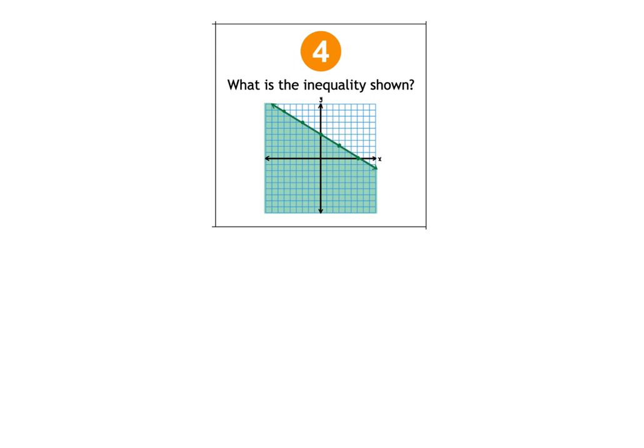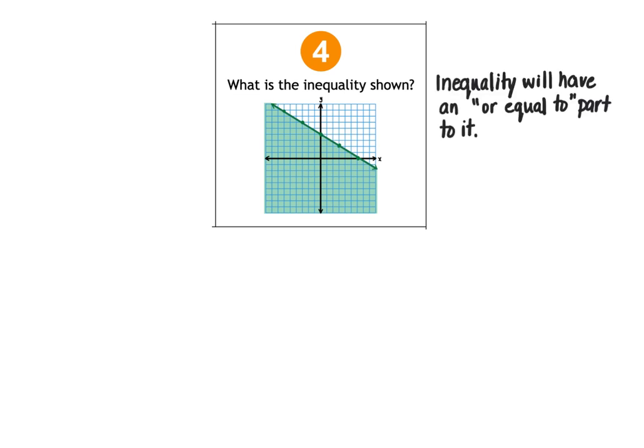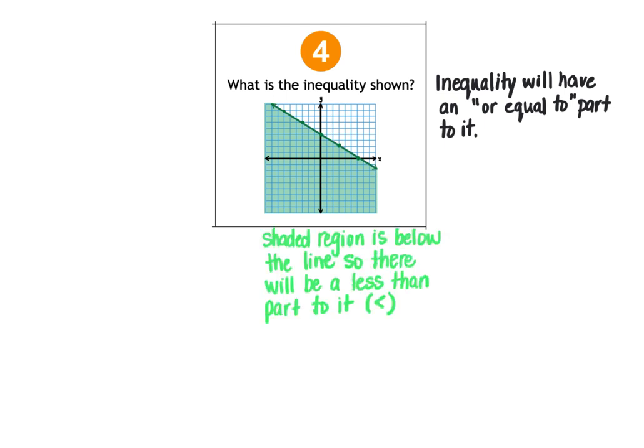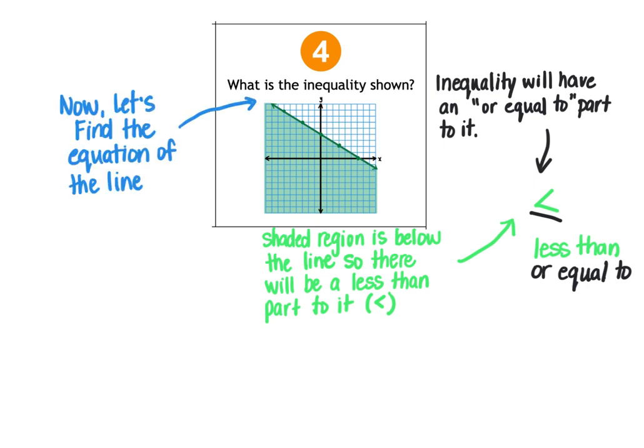This inequality that's represented here also is represented with a solid line. So we know that our inequality is going to have an equal to portion of it. Since all the shaded region is below the line, we know that it's going to be less than or equal to. What we need to do then is determine the equation of that line. We can see that it has a y-intercept of 4, so its b value will be 4, and we'll have to find its slope. So we can see that if we make a right triangle, our rise is going to be -2 and our run will be 3.